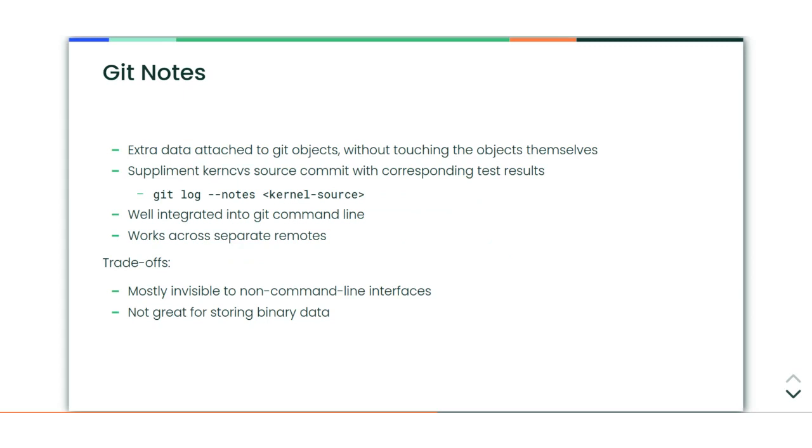And it works across remotes quite seamlessly. There are some trade-offs though, so notes are mostly invisible for a lot of the user interfaces like GitHub and GitLab. GitHub at least doesn't present them at all via the graphical user interface. GitLab, I think they're also invisible. Another drawback is that they're not great for storing binary data, so that needs to be generally encoded before it can be stored as a Git note.